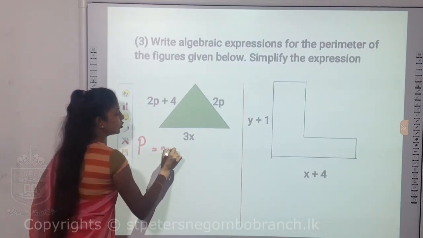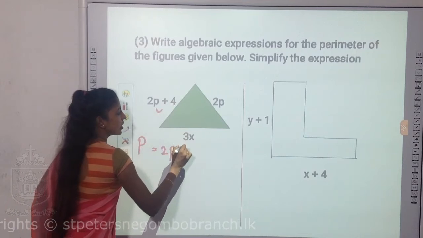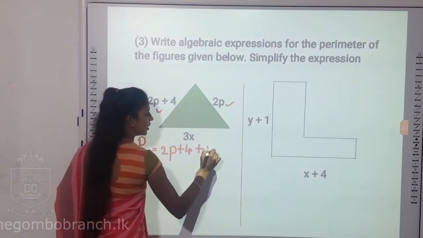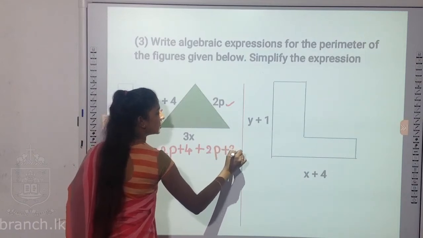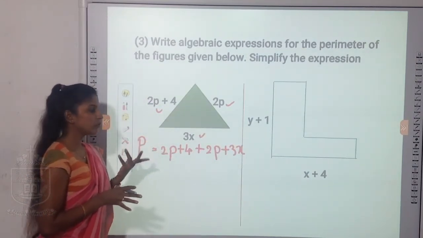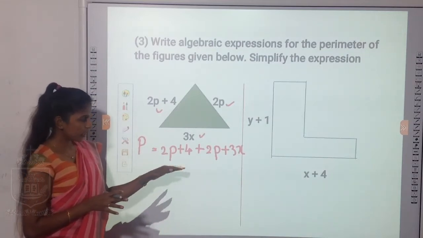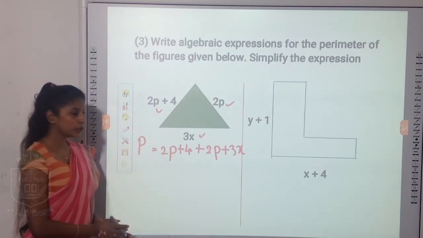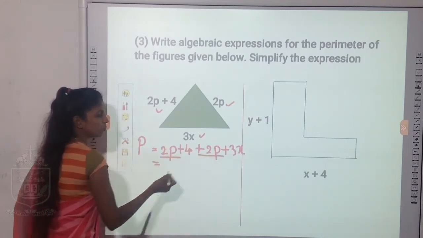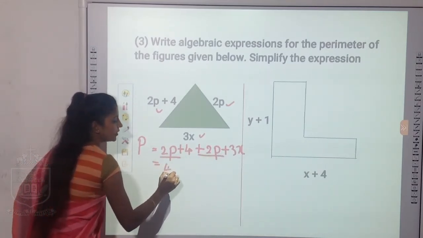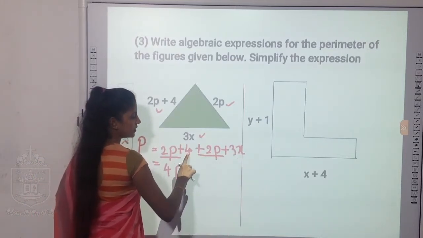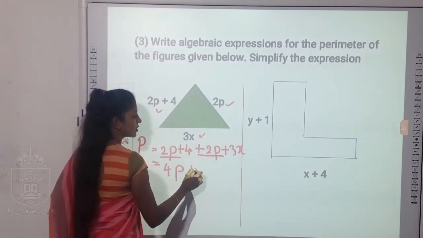That means 2p starting from one side, I am going to add 2p plus 4 plus 2p plus 3x, the remaining side. So once you add all, it will give you the perimeter. But you can see at this moment you can simplify it more because you have some like terms. So if you have like terms, 2p can be added and written as 4p, and then you can't add these two. This is just a number and this is in terms of x.